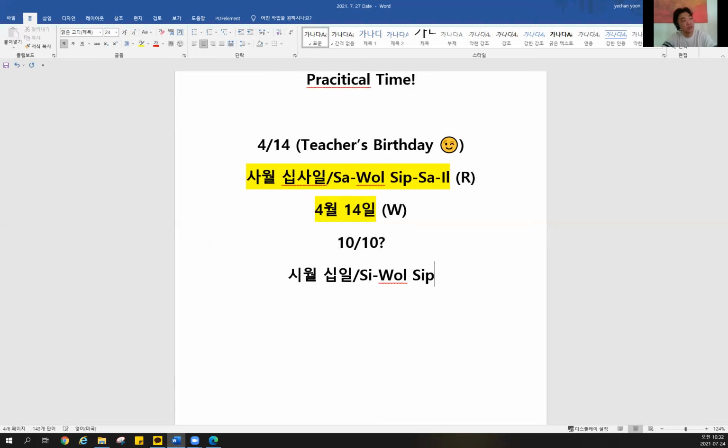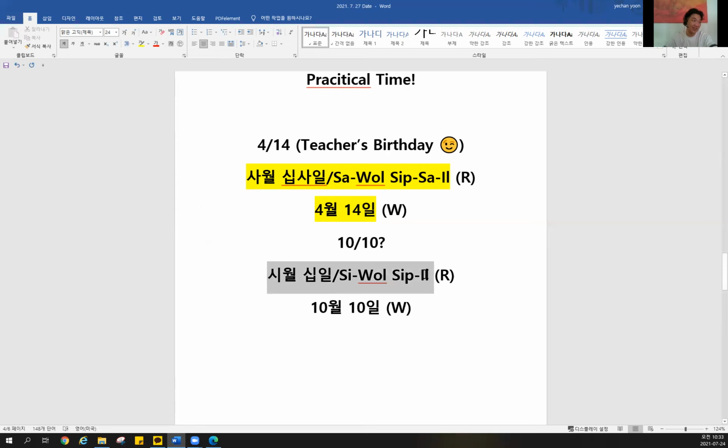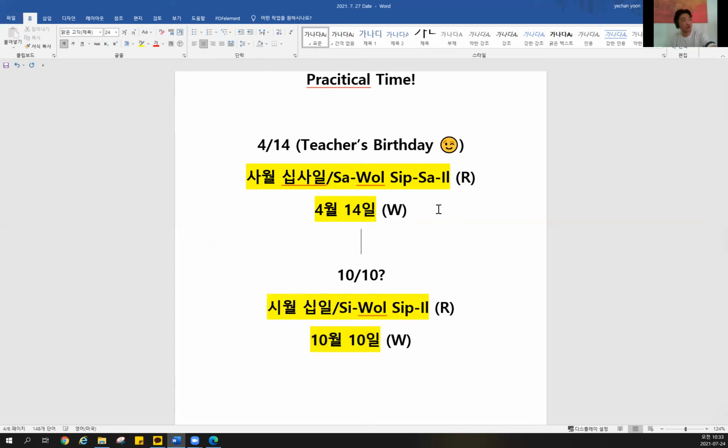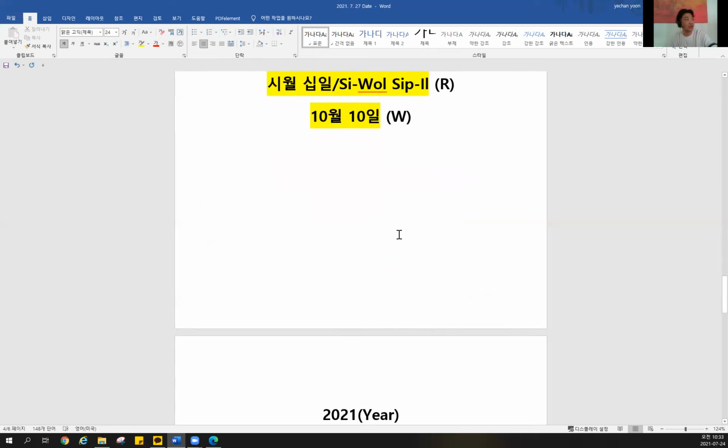10월 10일. All right. Like this. This is how to read it. Then how can you write it down? Just with numbers. 10월 10일. This is how to write it down. Okay. This is also not that difficult. Then next one. What is it gonna be? There we go.